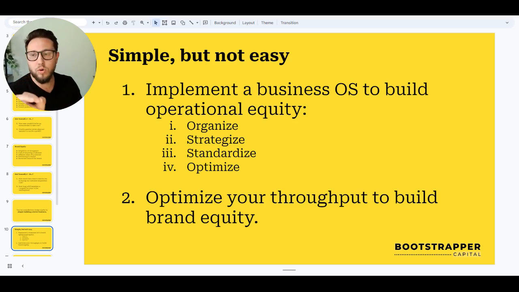But the goal is to organize. You want to organize your business. We're always putting out fires, right? There's always things going on. It's easy to lose organization, right? Lose track of what's going on, especially from a strategic perspective.